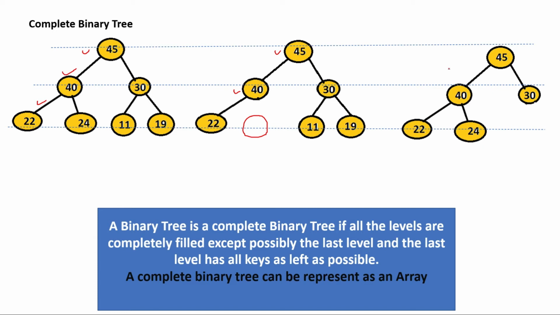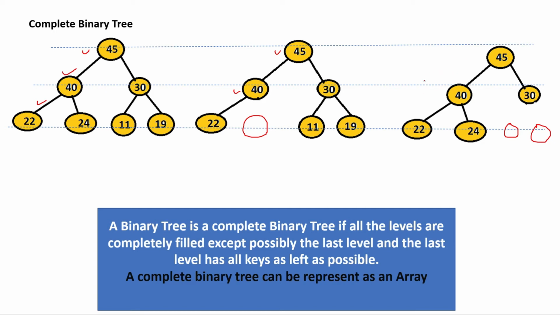For this example, in this level, left to right everything is present. In this example, left to right two nodes are present. For this example, from left to right, maybe these two nodes are missing, but in between nothing is missing. Here you can see 22 is present, then missing, then 11 and 19. In between, this gap is there, this node is not present. But here 22, 24 is present, and after that two nodes are missing, so they are not in between. So that is actually also a complete binary tree.